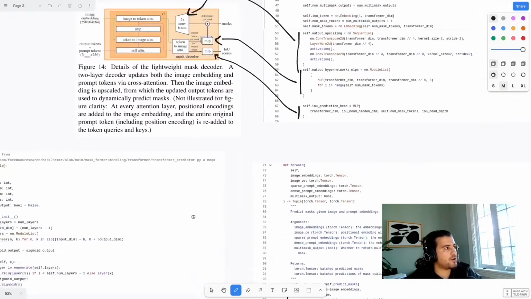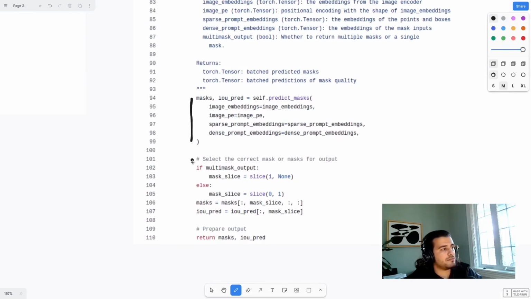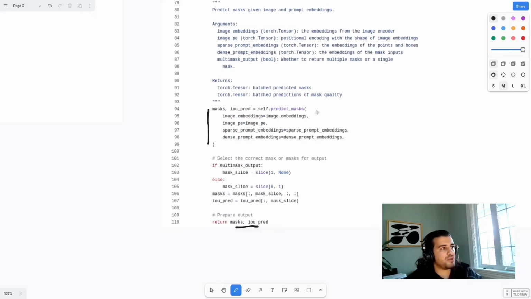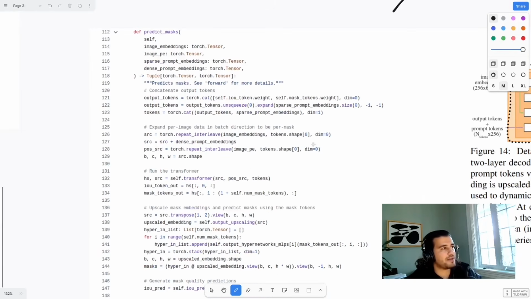The predict mask corresponds to this whole orange box. This whole thing is the predict mask. And then we can do a correction if we want to output one or multiple masks. And all of this is being outputted here. Everything is happening in predict mask. So you see already we're starting to go a bit deeper. So this is predict mask, and it's a bit of a mess, to be honest.